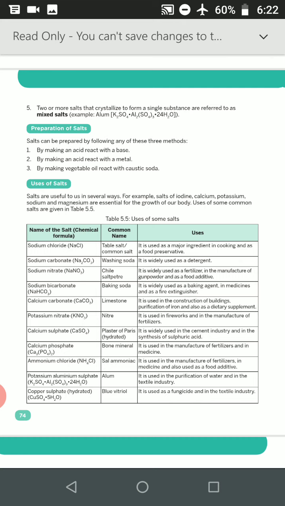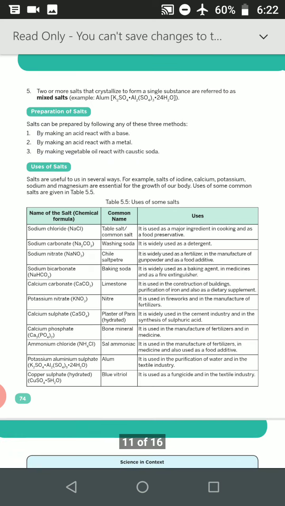Calcium sulfate, CaSO4, is called plaster of Paris. This plaster of Paris is used by doctors to make fractured bones stable. Calcium phosphate, bone mineral, is used in the manufacturing of fertilizers and medicines. Ammonium chloride, that is NH4Cl, sal ammoniac, is used in the manufacture of fertilizers and medicines and as a food additive.